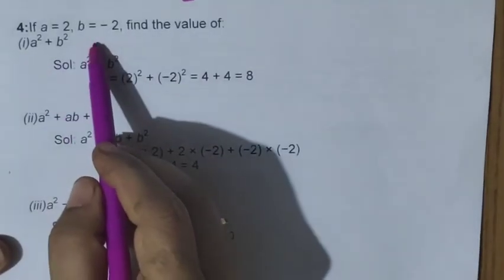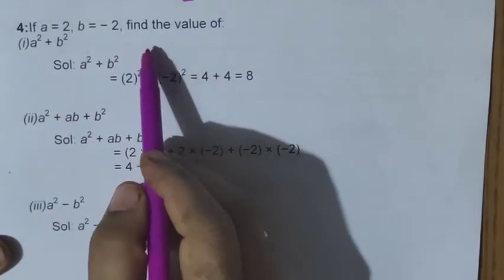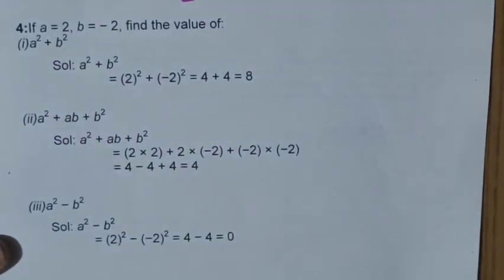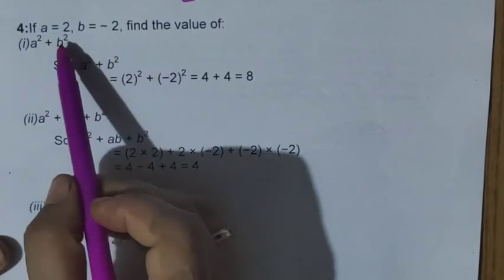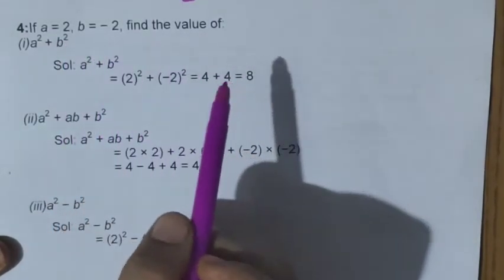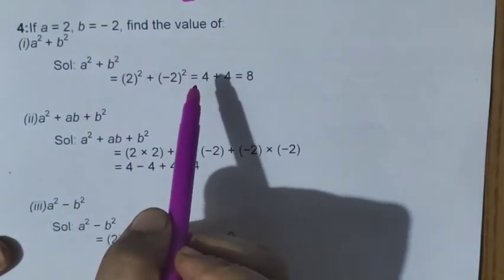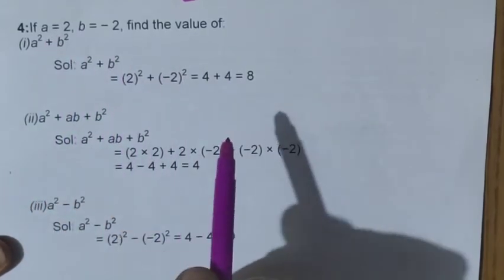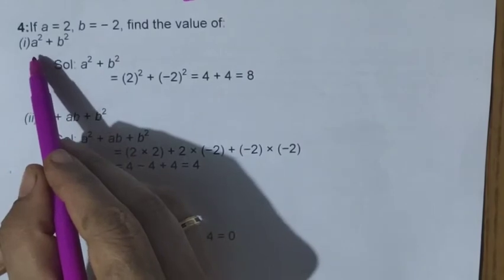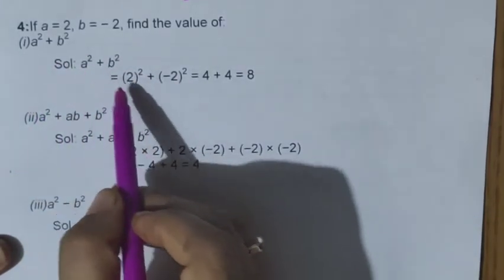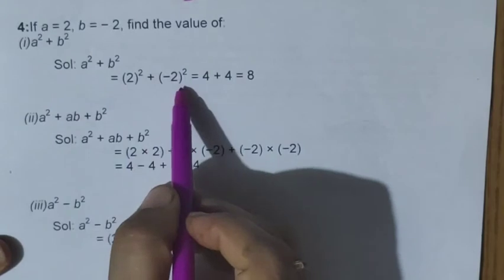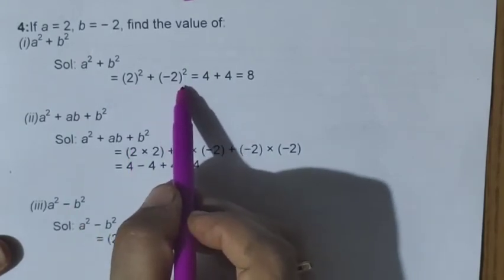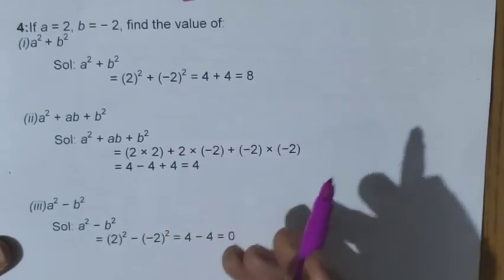If a equal to 2 and b equal to minus 2, find the value for a square plus b square. Till last question we have seen only one variable. Now what happened here? Two variables are there and two variables also having different values. A should be put as 2 and b should be kept as minus 2. So the question is a square plus b square. Instead of a we should write 2 square, instead of b minus 2 square. So 2 square is 4 and minus 2 square is 4. So total it is equal to 8.